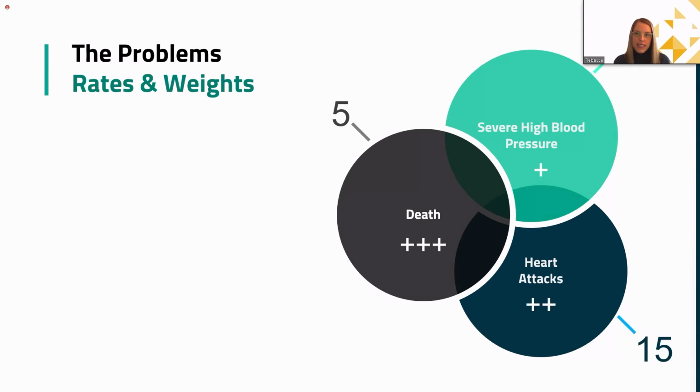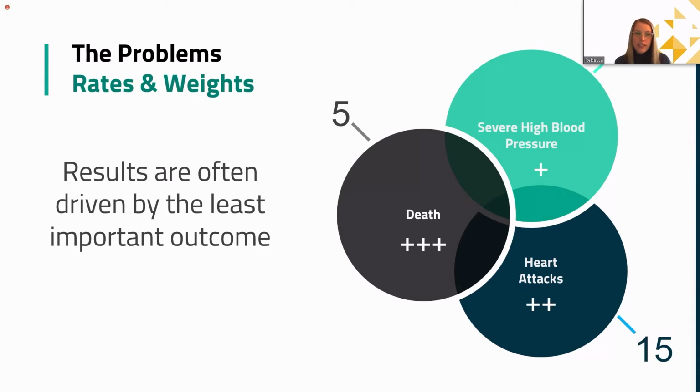And when we put that together, what we really see is that results in clinical trials are often driven by the least important outcome. And what that means is that although we want to be measuring what is the impact of this treatment or intervention on death or heart attacks, we often are really measuring what is the effect of this treatment on severe high blood pressure, which might not be what we're the most interested in.